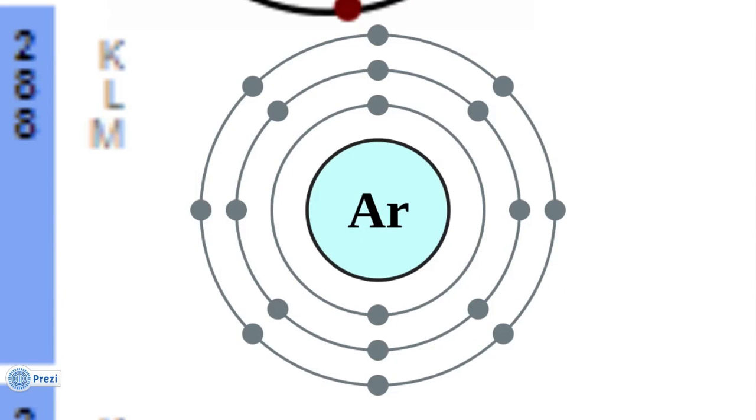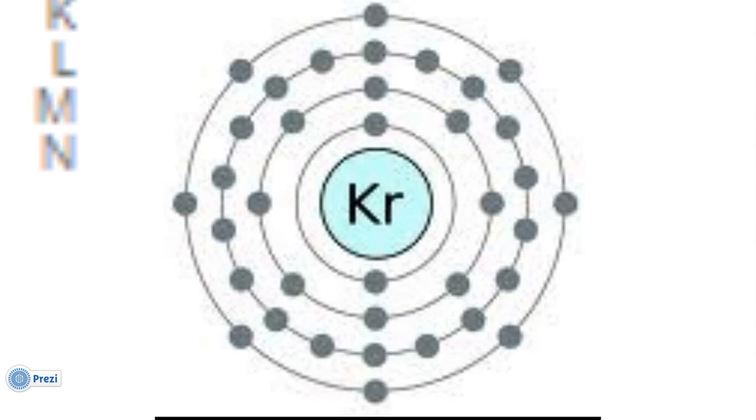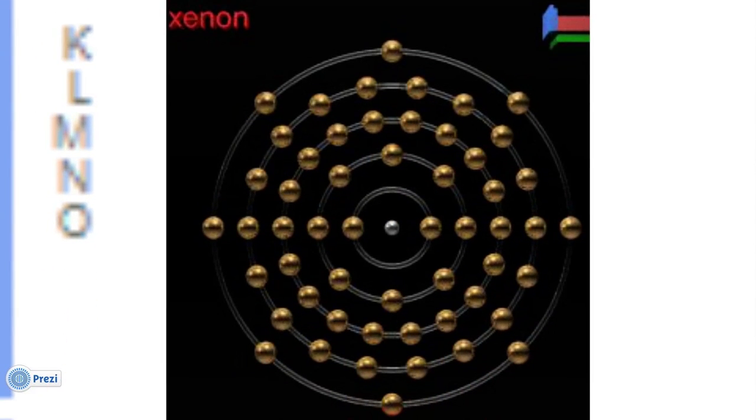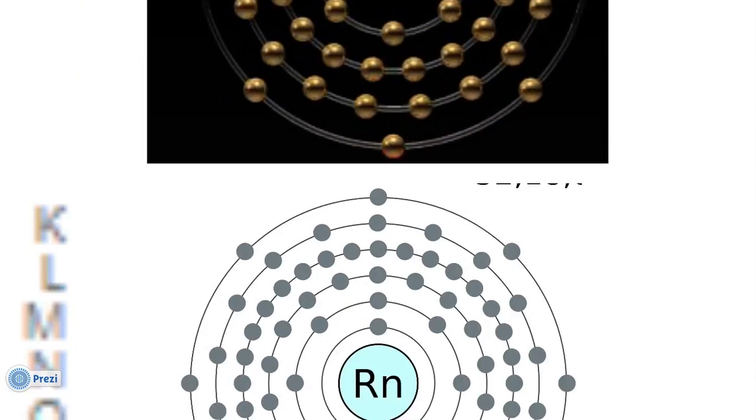Argon, another noble gas, 8 valence electrons. Look at krypton. Count the outermost electrons. There are 8 valence electrons. And the pattern holds with xenon and radon.